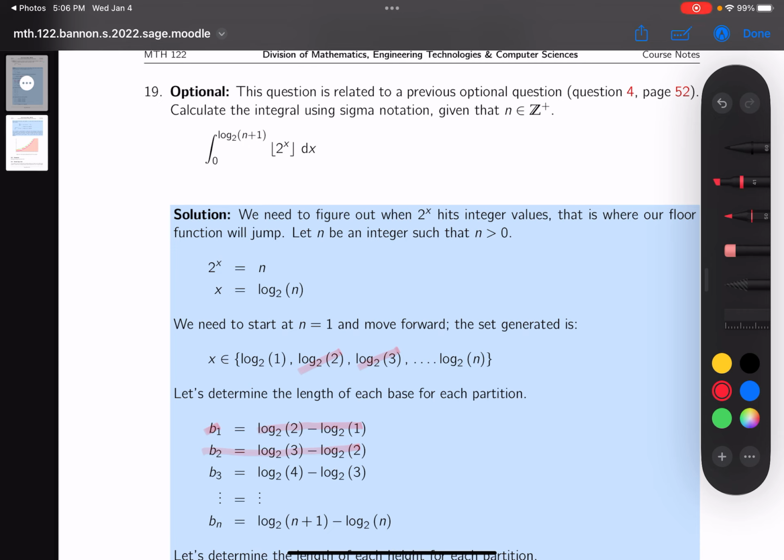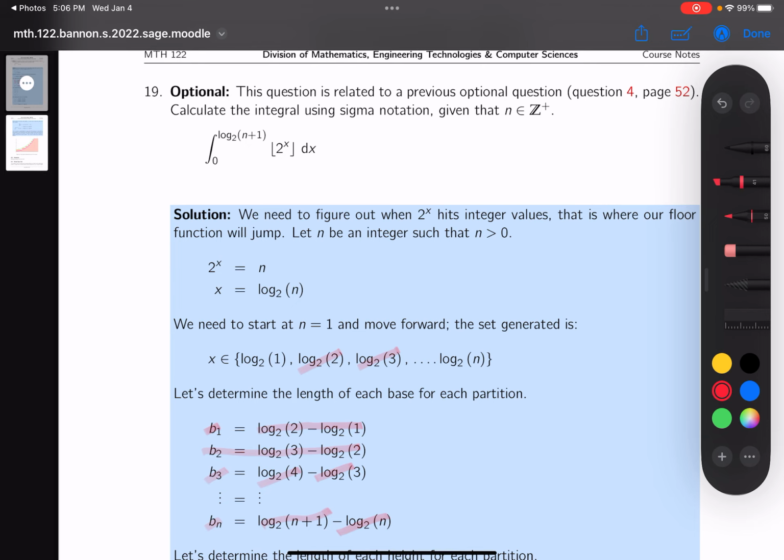We keep going. Base 3: log base 2 of 4 minus log base 2 of 3. We keep moving on and on, all right? So base 1, base 2, base 3, we're eventually going to get to base n. And what's that going to be? Well, just looking at the pattern, it's a really simple pattern: log base 2 of n plus 1 minus log base 2 of n. All right? So I'm going to say the bases are pretty easy to deal with.